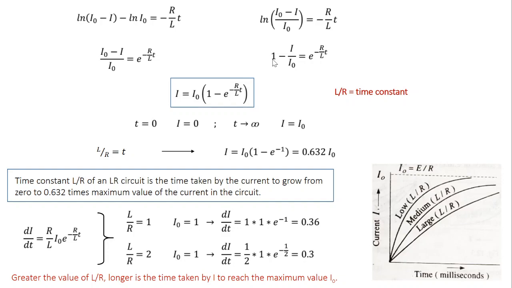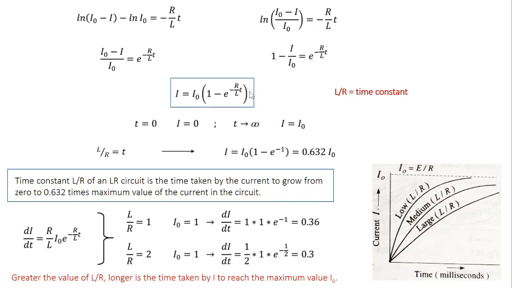This you can write as 1 minus I by I naught equal to e to the power minus R by L into T, or I by I naught equal to 1 minus e to the power minus R by L into T, or the instantaneous value of current I equal to I naught into 1 minus e to the power minus R by L into T. So this is the current as a function of time.